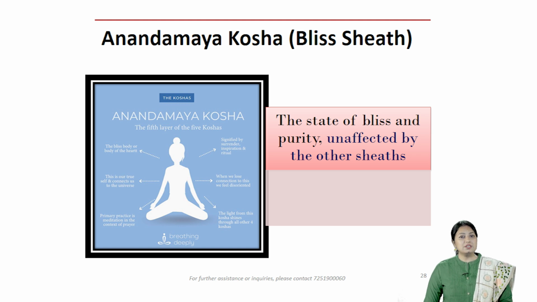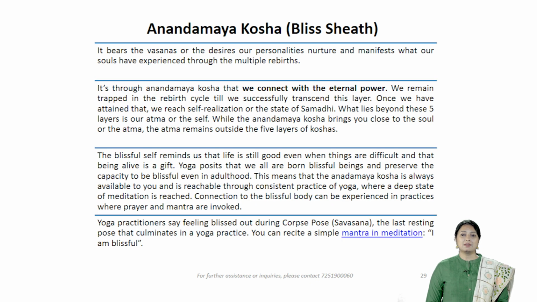The last sheath or kosha is the Anandamaya Kosha. This is the outermost layer of our existence. Anandamaya Kosh is the most refined layer out of all the other layers. It bears the vasanas or the desires our personalities nurture and manifests what our souls have experienced through the multiple rebirths. It's through Anandamaya Kosh that we connect with the eternal power.